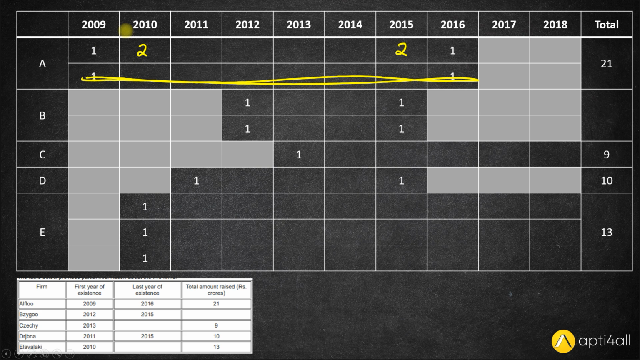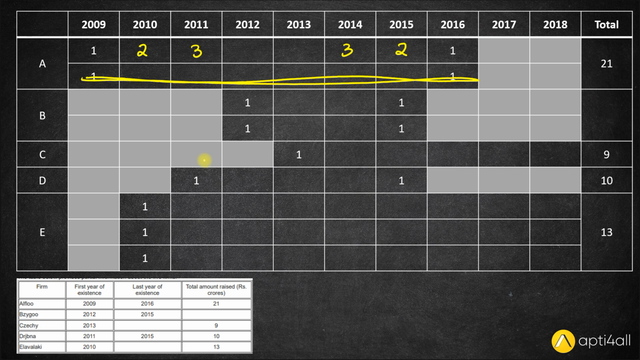And what I will do is first figure out the minimum possible amount raised for A, and then I will make some adjustments to bring the total amount raised to 21 crores. So I'll start with the basic thing, what is the minimum possible amount raised, and then increase it to get the required total. So now if this is 2, this minimum must be 3, and if this is 2, this minimum must be 3.